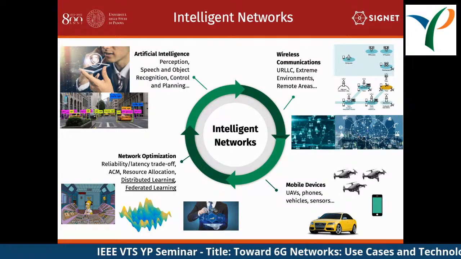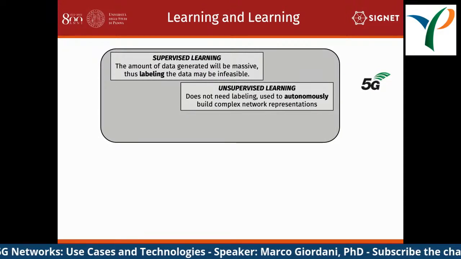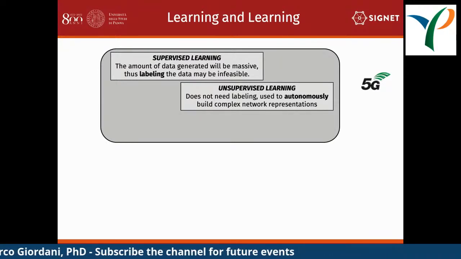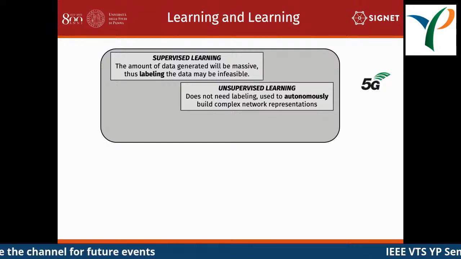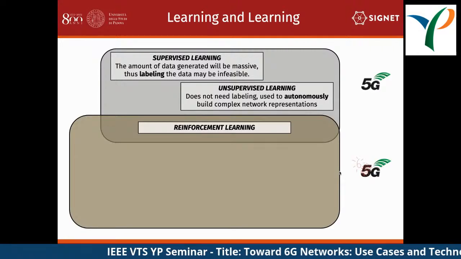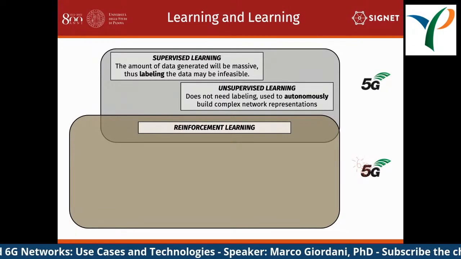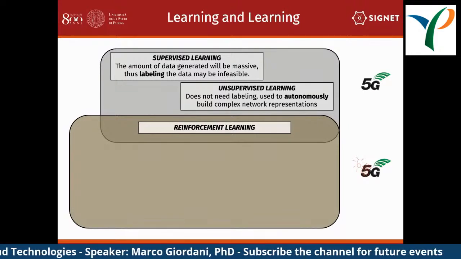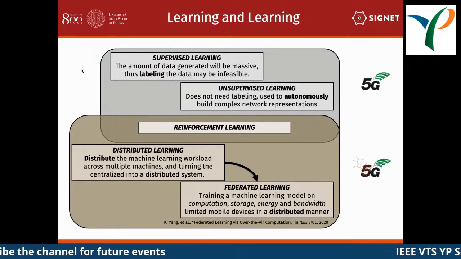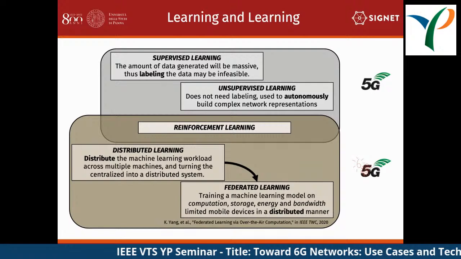And in order to do so, machine learning will be important. So far, the typical machine learning algorithms that are considered are supervised or unsupervised learning, which cannot be done when we increase the number of parameters to optimize and the data sets that are exchanged. And so reinforcement learning has been discussed for the latest 5G advancements, even though what 6G will likely support is a new type of learning, which is referred to as distributed learning. So we need the workload to be distributed across multiple machines, thus turning the centralized into a distributed system.